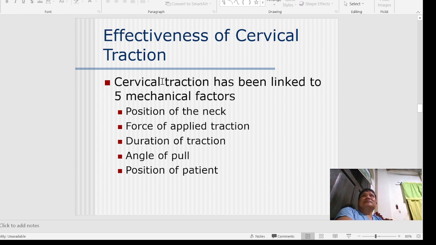Ah, yeah, perpendicular siya sa head. Okay, anyway, ang spine dito, kung neutral ito, mo-follow ra ba siya. Force applied of traction, so pila imong load, pila ang load sa cervical traction sa weight ni Angelica, 30 pounds. Angle of pull and position of patient.